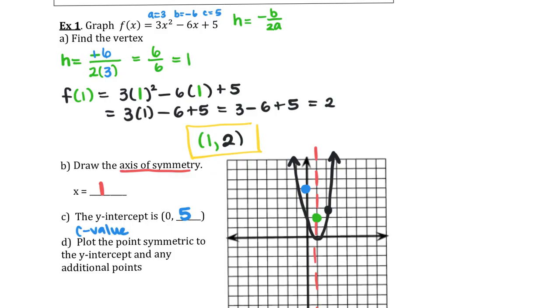If I want to check my graph, if I go back here, my A value is 3. That tells me a couple things. One, it told me it's opening up, which it is. It also told me it had a vertical stretch of 3. So if I go from the vertex and I go right 1, I go up 3, left 1, up 3, which matches what I had. So I think that I did it correctly.